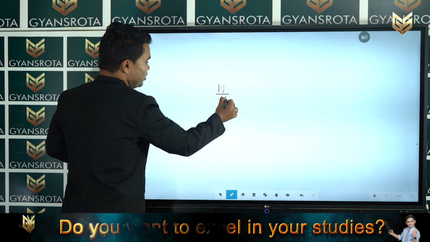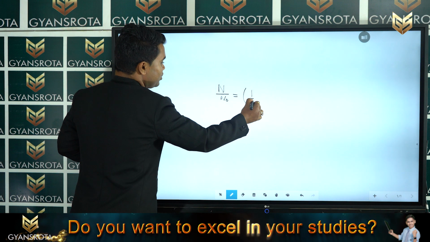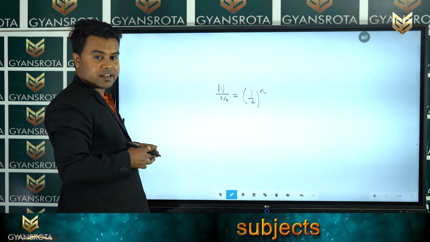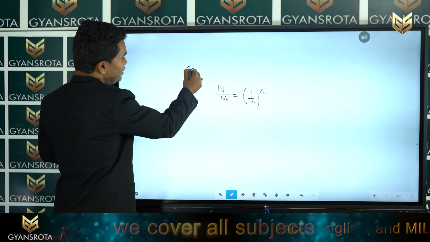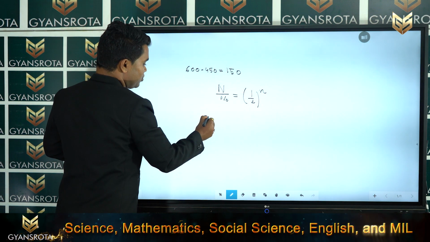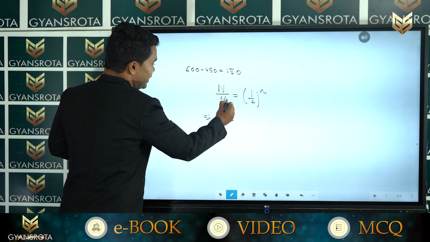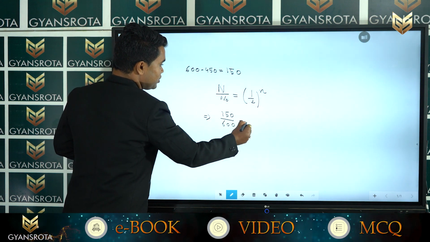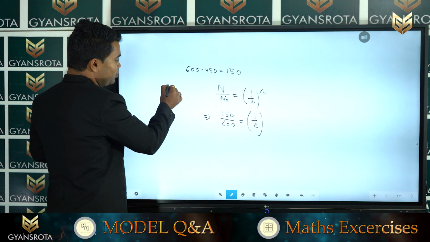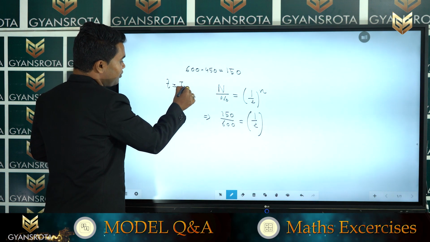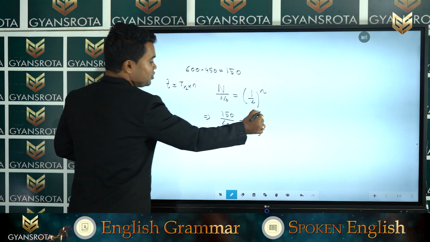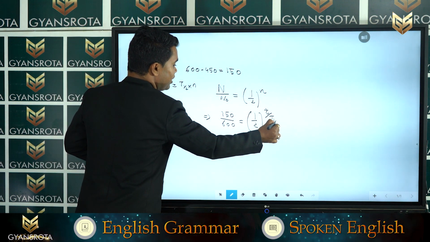N by N naught is equal to half to the power n. Now N is the number of atoms present. Like how many atoms will be present? 600 minus 450 will be equal to 150. So 150 divided by N naught, which is 600, is equal to half to the power, in place of n I can write down, we know total time T is equal to T half multiplied with n. So n will be T divided by T half, right? So it will be T divided by T half.